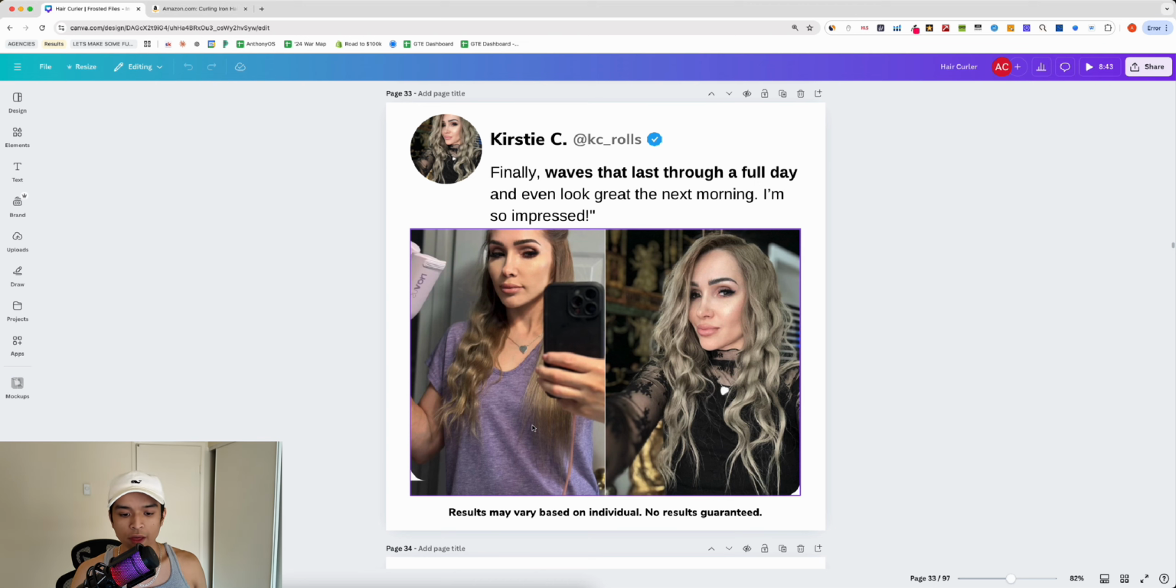Now, once you do that, you want to put a nice disclaimer here at the bottom, which basically says results may vary, no results guaranteed. And this allows us to, again, show off that transformation without risking any liability of false promises or false claims. We're basically telling people right off the top in the small fine print, these results are not guaranteed and they're going to vary based on the individual.